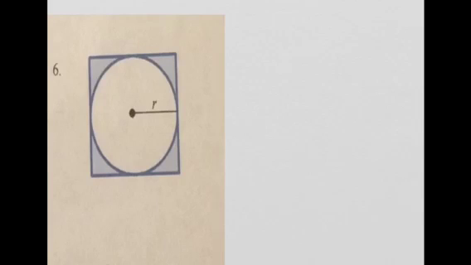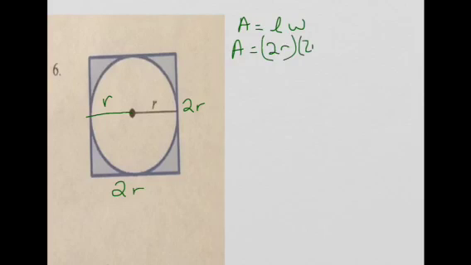All right, let's find the area of the shaded region on this one. So the first thing we're going to do is find the area of a square, which is length times width. Now we know the radius is r, and so we know the distance from the center over here would be r. So that means that the length of the square is going to be 2r, and the width of the square is going to be 2r. So we're going to have area is equal to 2r times 2r. So the area is going to be 4r squared.